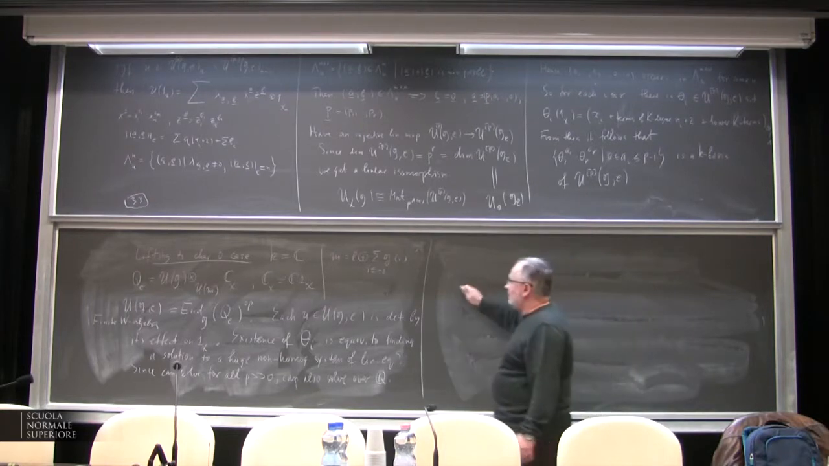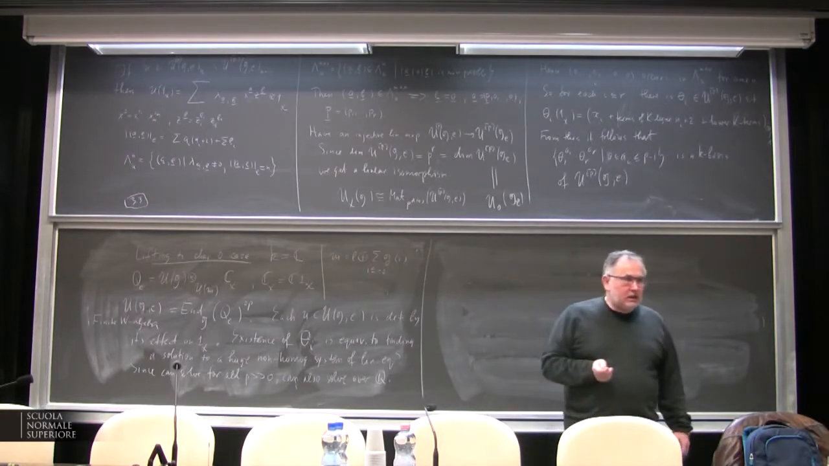So as a result, I don't understand why you need to go through characteristic P to find this data.